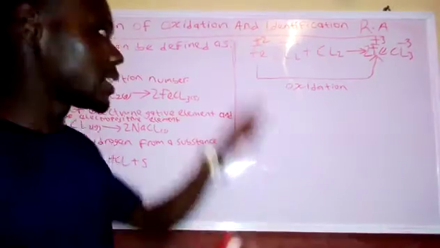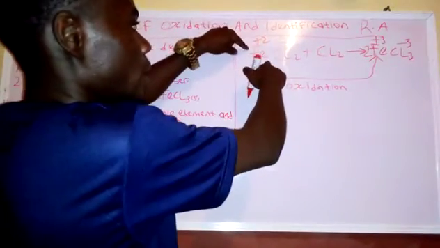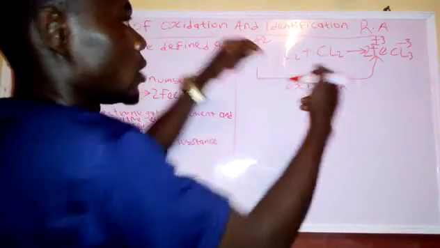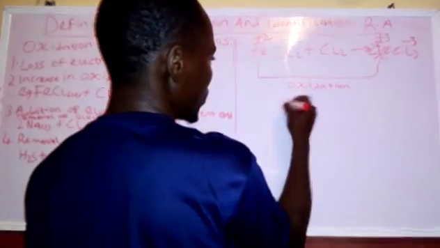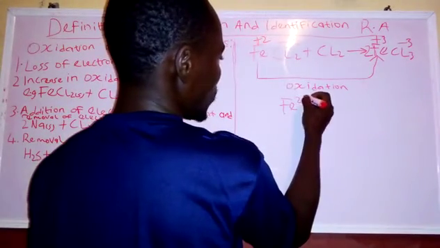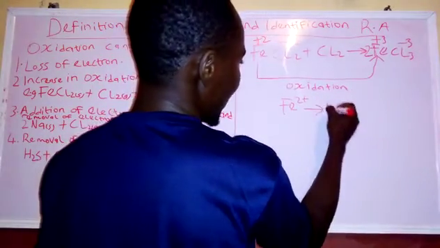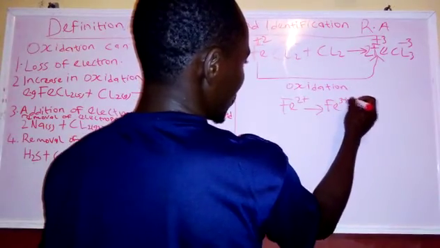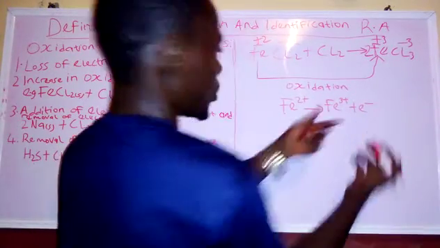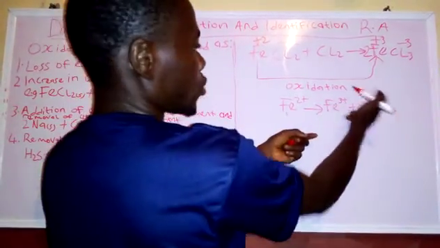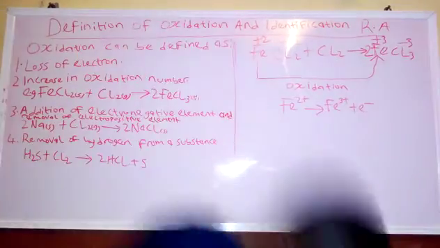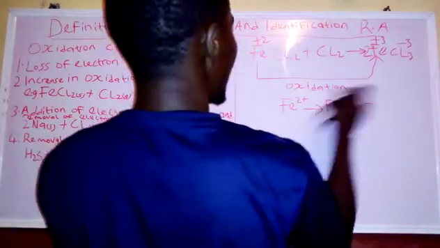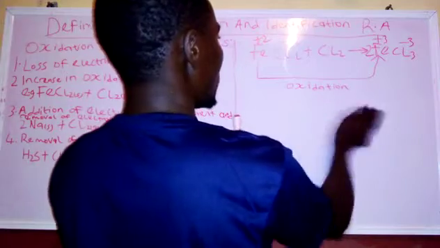Increasing oxidation number. What actually happens is that the iron 2 cation loses an electron to become an iron 3 cation. How does it happen? Just like the reaction I gave in the previous example, Fe2+ will yield Fe3+ plus e-. It lost an electron. Now minus 1 plus 3, that's plus 2. That's why you have plus 2 here. So that's the essence of that. Let me clean it up. So this is actually oxidation.